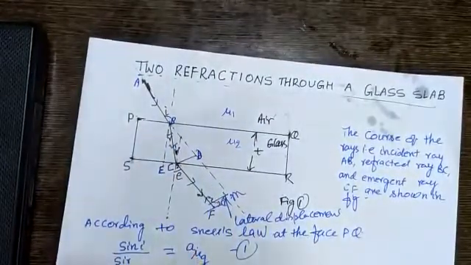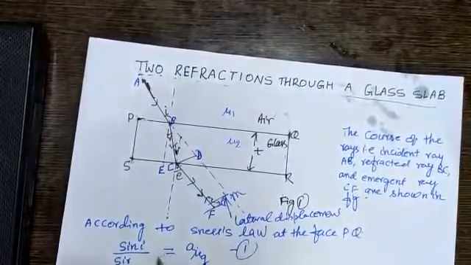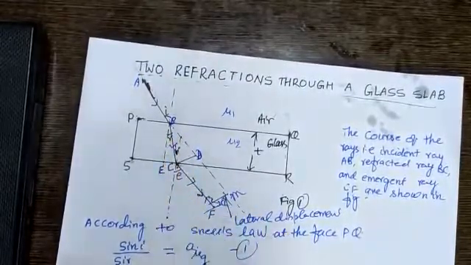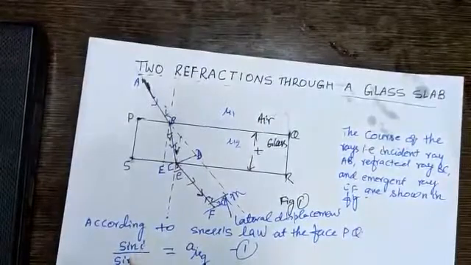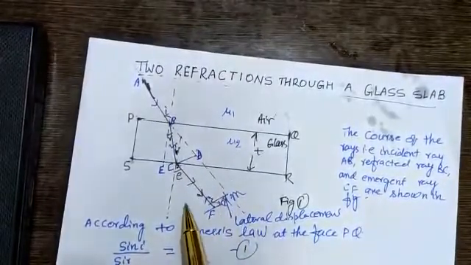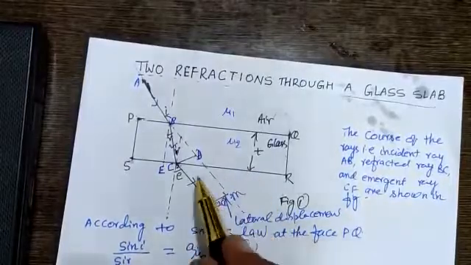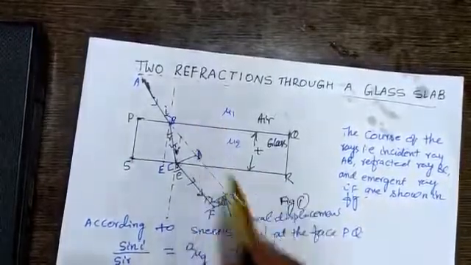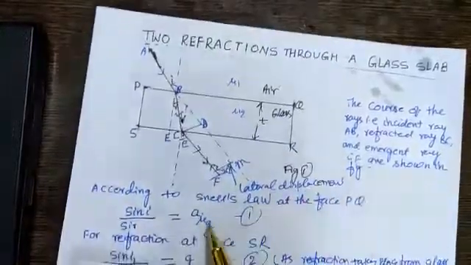is equal to aμg, because sine i upon sine r is equal to the refractive index of the second medium with respect to the first medium. So here the second medium is glass and the first medium is air. So we can write aμg.